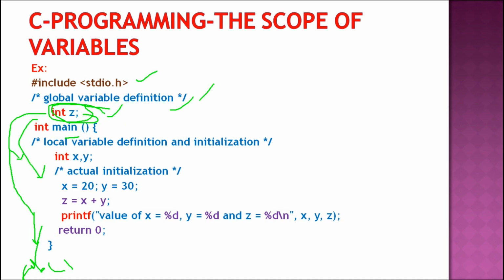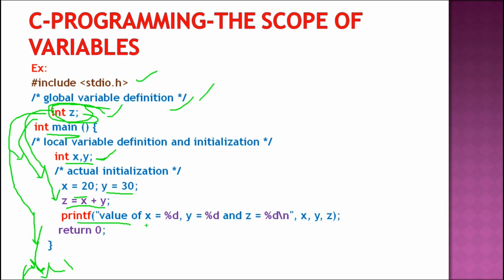Here we have the integer main function, and we also declared the local variables x and y, integer type local variables, and we assign the values x is equal to 20, y is equal to 30, and z is equal to x plus y. That means we are calling the global variable z in the main function. Then we ask to print the x value, y value and z value, which are within our main function.